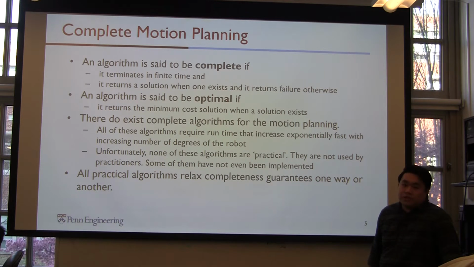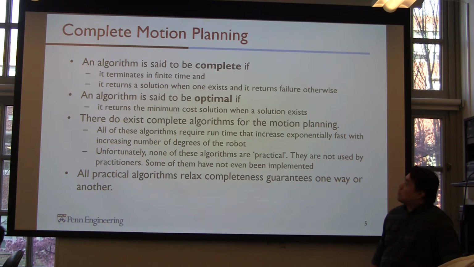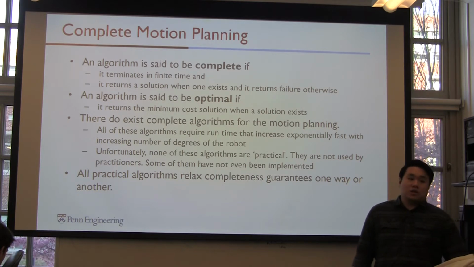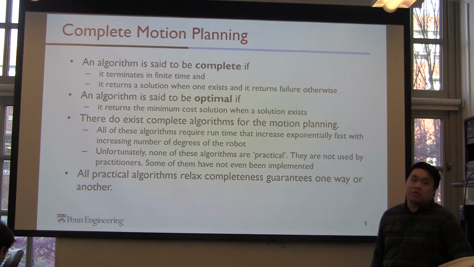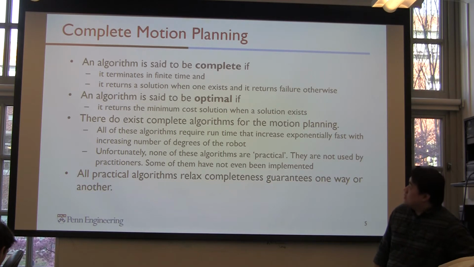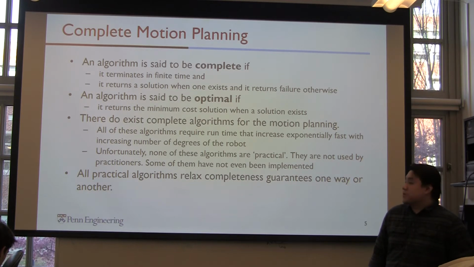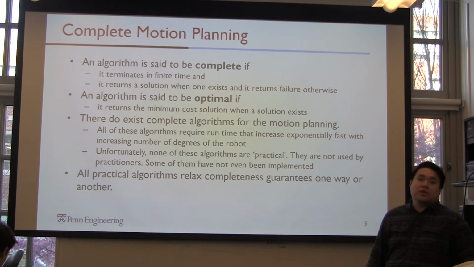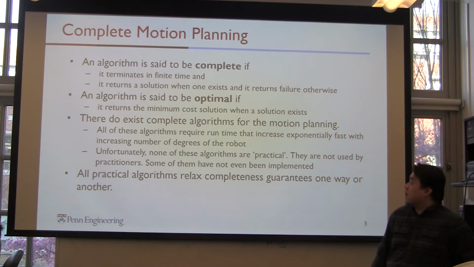There are two keywords that you can think about when you're coming up with a new motion planning problem. One of them is completeness. An algorithm is complete if it terminates in finite time. So basically it means that it doesn't run as long as it wants, and it returns a solution if there exists a solution, and returns nothing or failure if there is no solution. Another keyword is optimality. An algorithm is optimal if it returns the minimum cost solution. So this is a very, very rare occurrence when you can actually find the absolute optimal path.